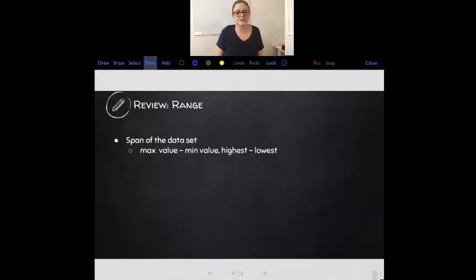So review: the range is your span of the data set. It's your max value minus the minimum value, or highest minus lowest.